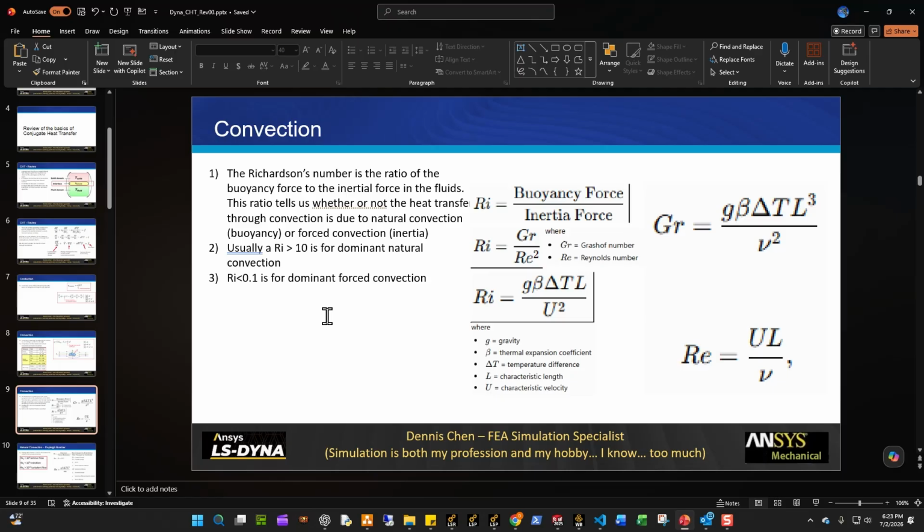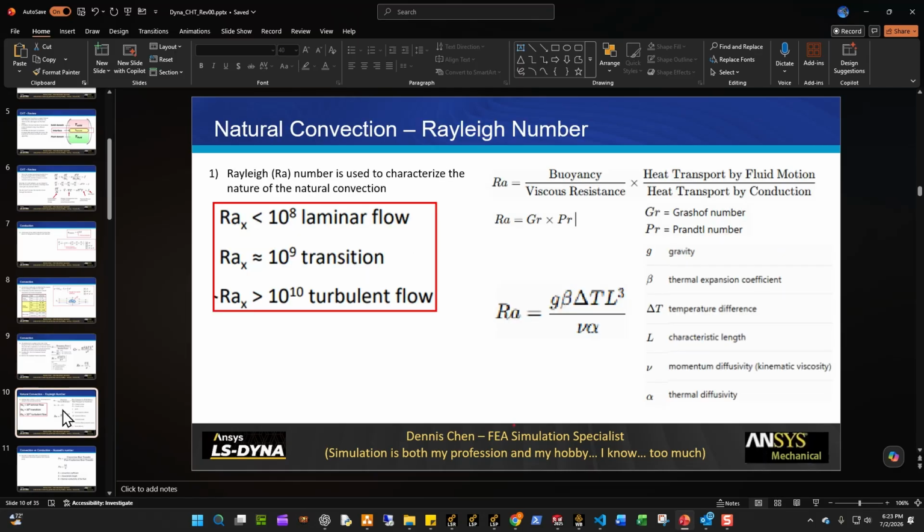What's useful about this is that you can gut check the nature of your problem. Basically, you can calculate based on how fast the fluid is moving. You can also look at your delta T and your length scale, and together that tells you whether you are looking at a problem that's mostly natural convection or forced convection, which is why this number is useful. Also, we can look at the Rayleigh number.